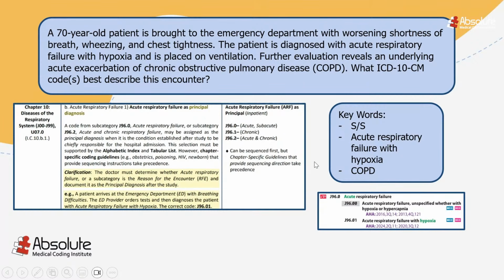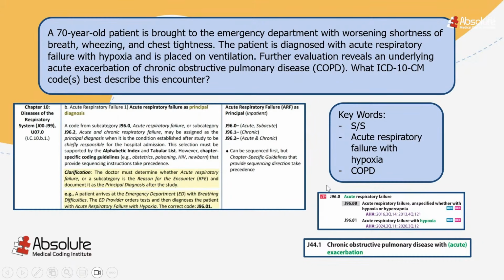And then we also are going to have to code for that COPD as well. And so that is going to bring us to our second code, which is going to be code J44.1, which is chronic obstructive pulmonary disease with acute exacerbation. So again, you can take that pretty much directly out of this scenario when it says further evaluation revealing underlying acute exacerbation of chronic obstructive pulmonary disease. So that definitely matches up with this second code, pretty much word for word. So these are going to be the two codes that best describe this encounter in this sequencing order. So if you got that one right, amazing job.